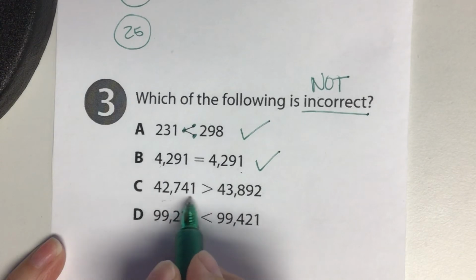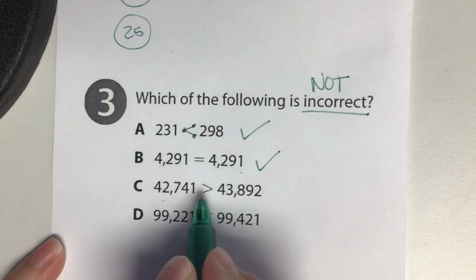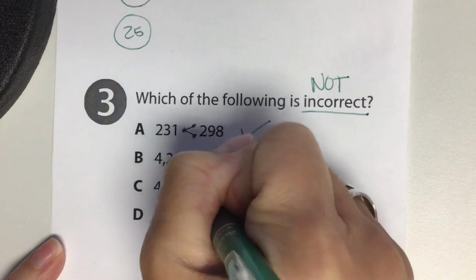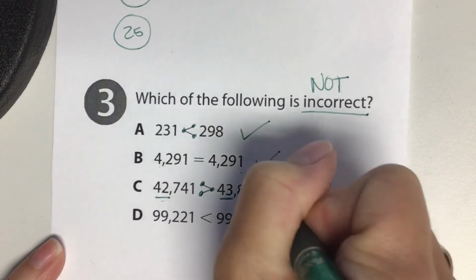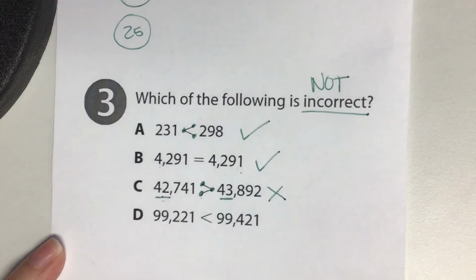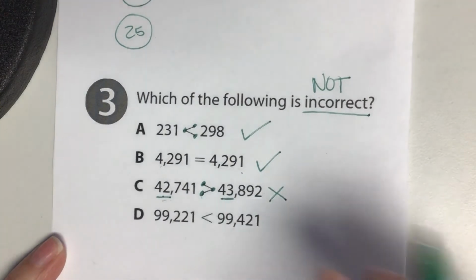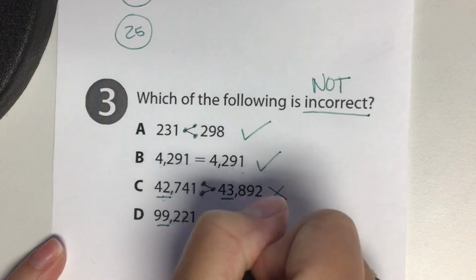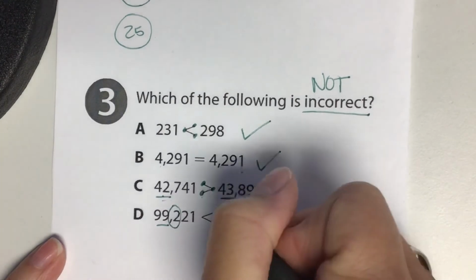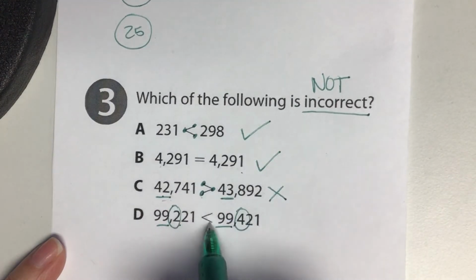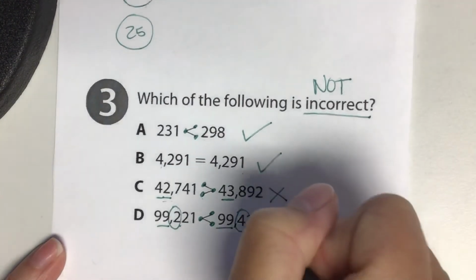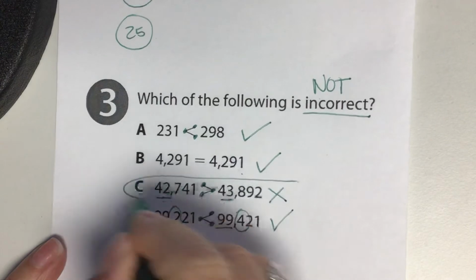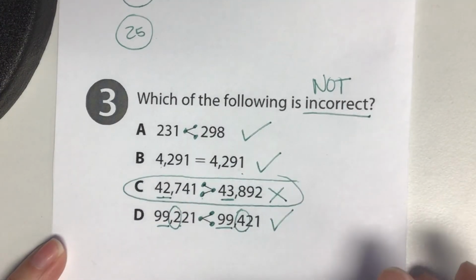42, 741, 43. But this is saying 42 is greater than 43. Remember, because 2 dots for the greater number, so that looks wrong to me. Then I have 99, then I have a 2 and a 4. 2 is less than 4, and this is showing 2 is less than 4. So this is correct. So this has to be your answer.